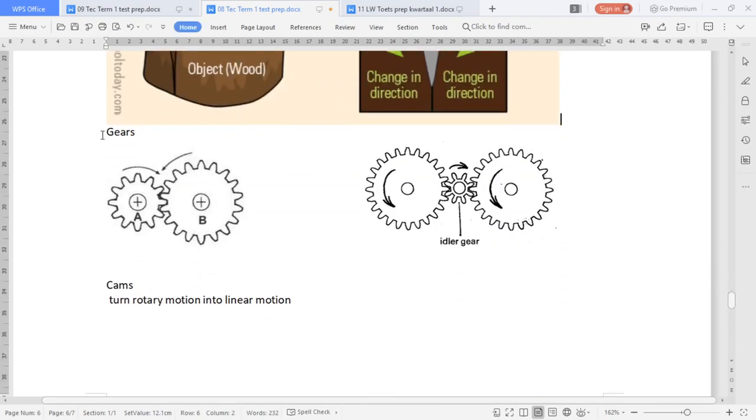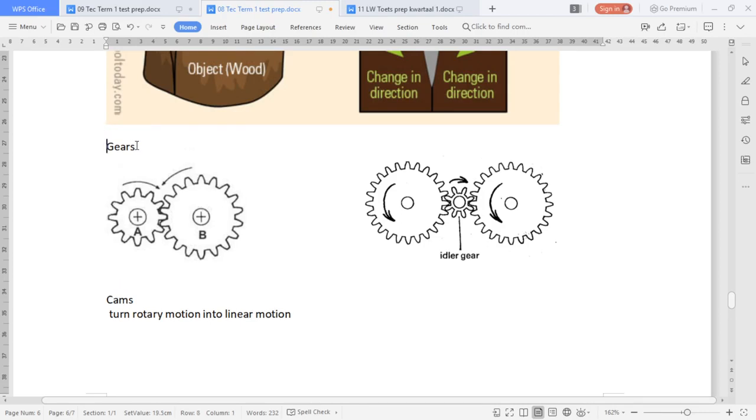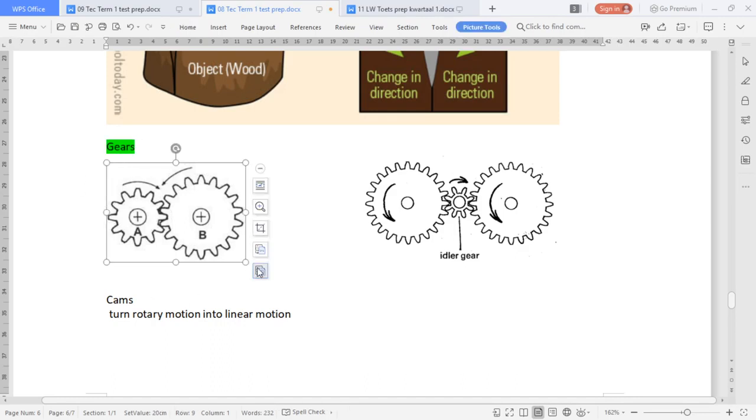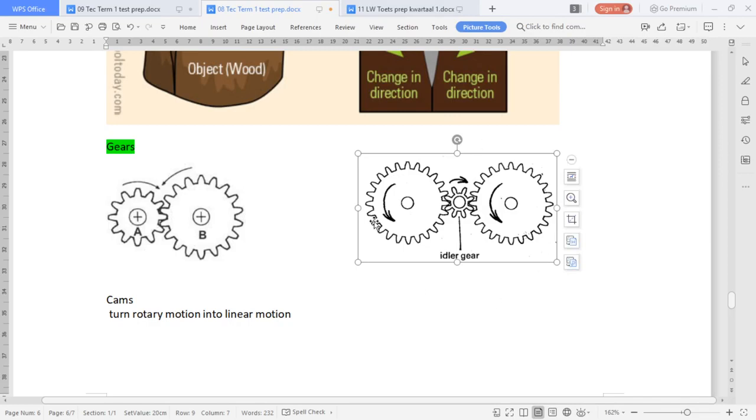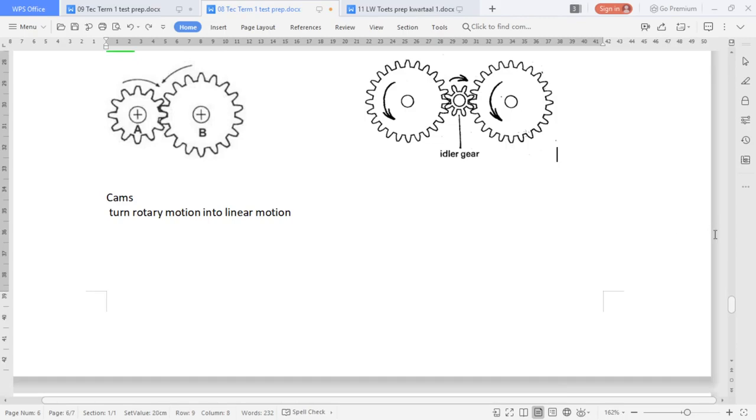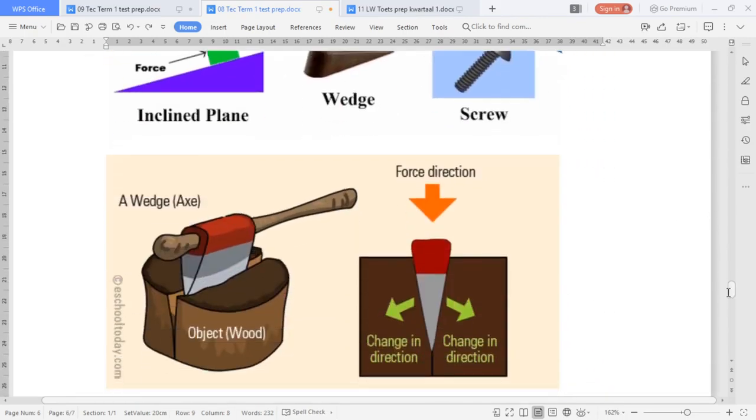Right, let's have a look at gears. Gears help us with motion. We want to move things, and it's easier to move things with gears. When we've got two gears like this, they move past each other and they move in opposite directions. But with this gear over here, we've got a gear in the middle between them, and that is called the idler gear.